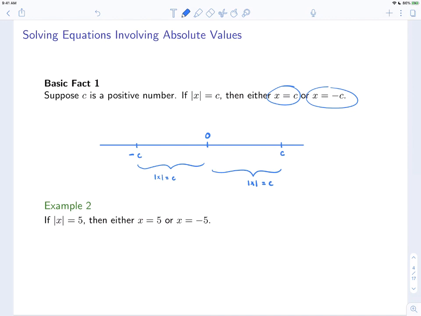So in example 2, we have that the absolute value of x is equal to 5. That means that either x is equal to 5 or x is equal to -5, because on a number line, the absolute value tells you how far away you are from 0. So if you're 5 units away, you're either 5 units to the right, in which case you're at 5, or you're 5 units to the left, in which case you're at -5. So those are the two options.